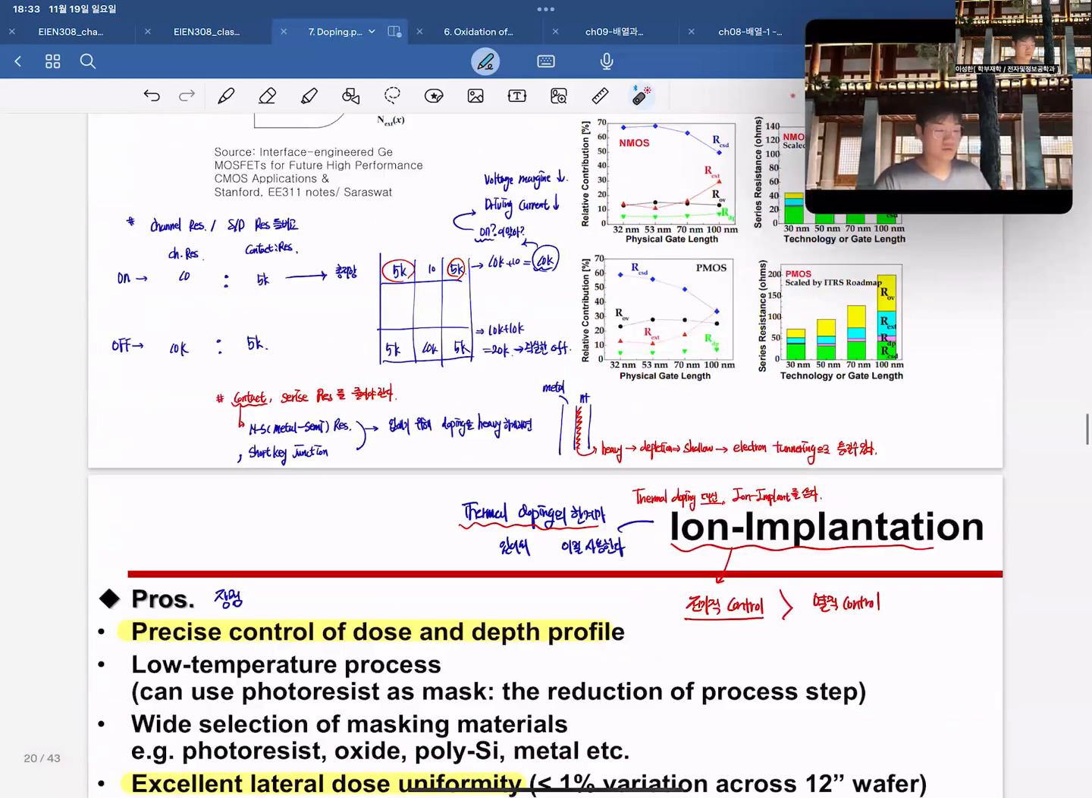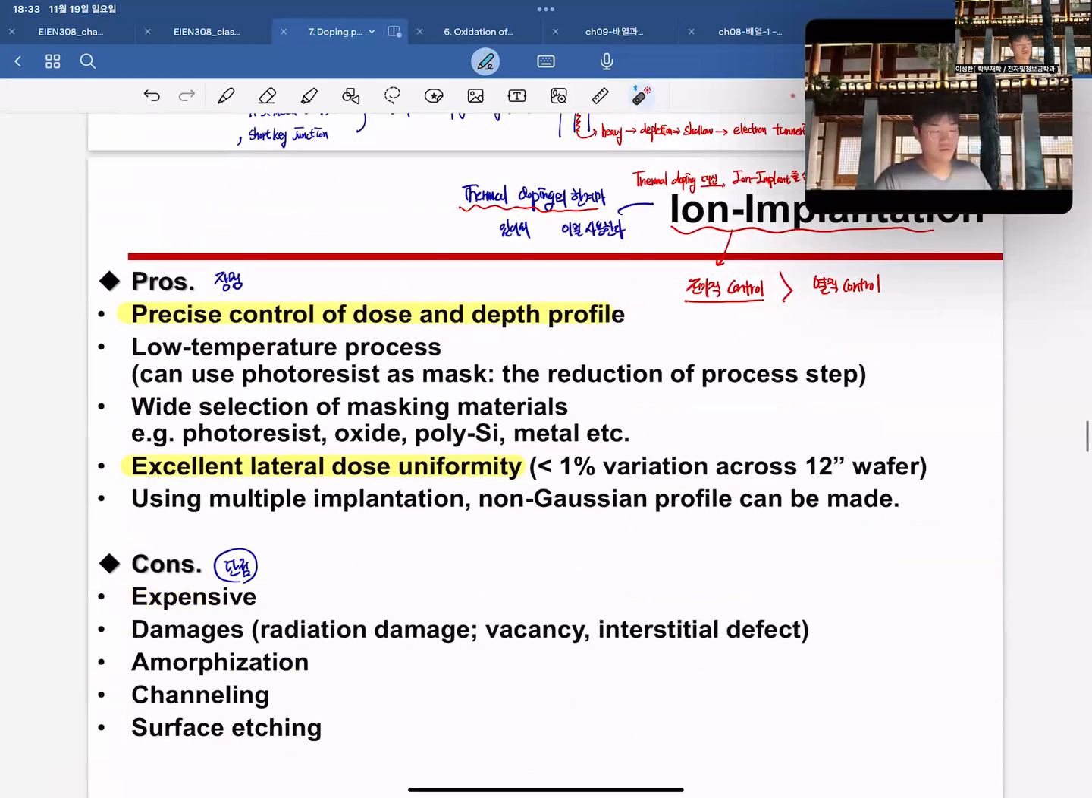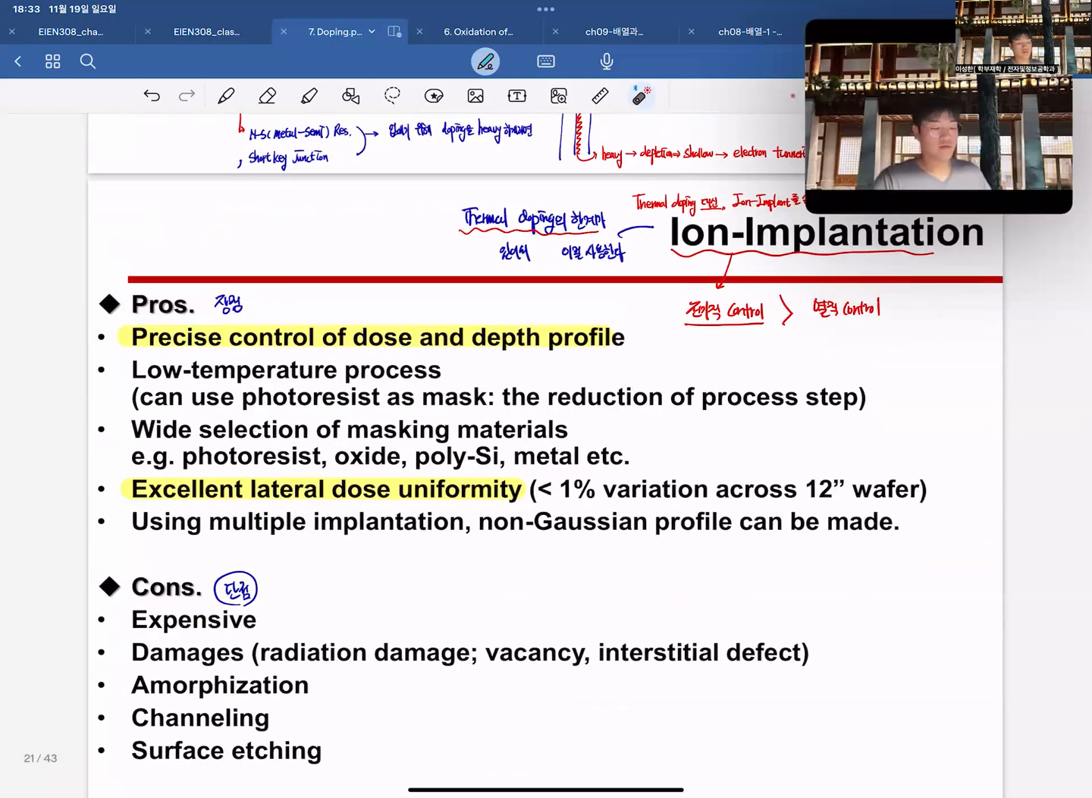So through this problem, we can see the limits of the thermal diffusion doping. So we use ion implantation. Also, it has, not a good thing, but it can get over the solubility limit, the solid solubility limit.